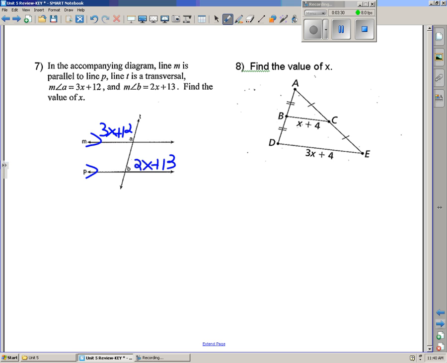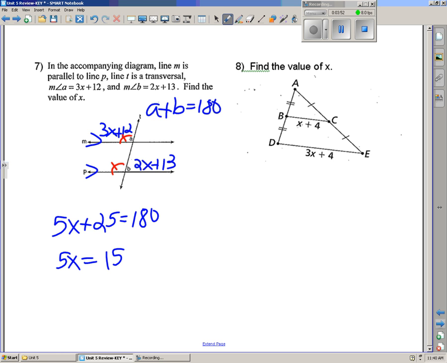Well, these guys are not congruent, but it turns out that A corresponds to this guy, which means A and B must add up to 180. So then if we set up the equation, we know that 5x, I'm combining like terms, plus 25 is 180. Subtract 25 on both sides. 5x is 155. Divide both sides by 5, and x is 31. Remember, you've got your calculators.